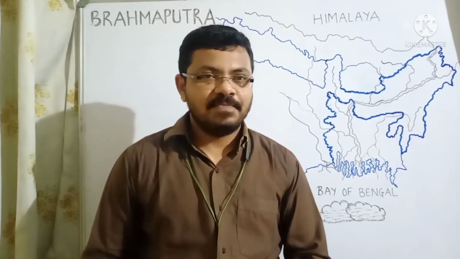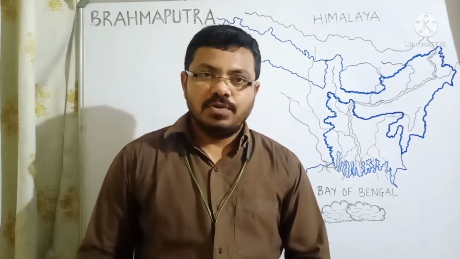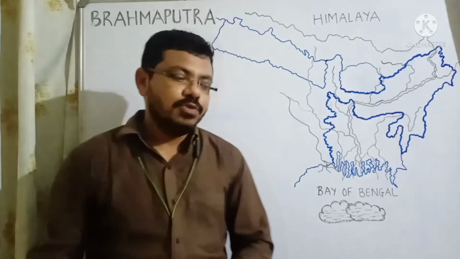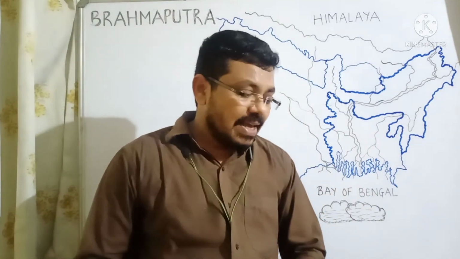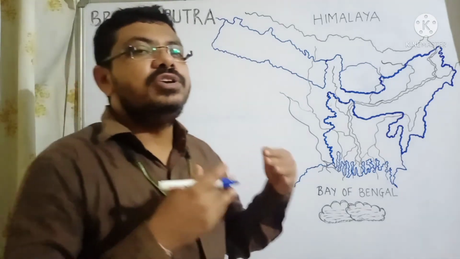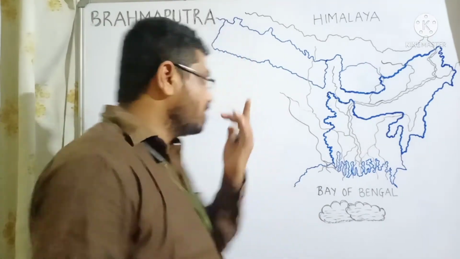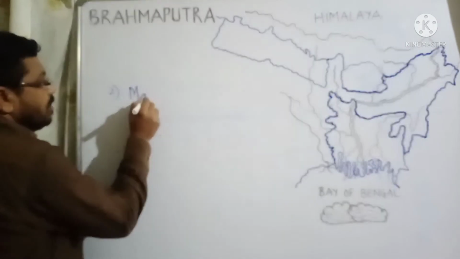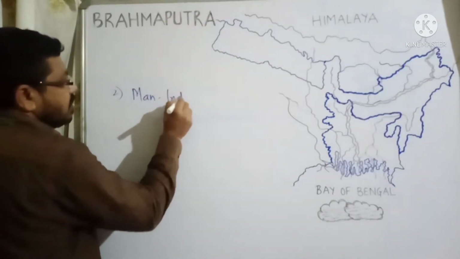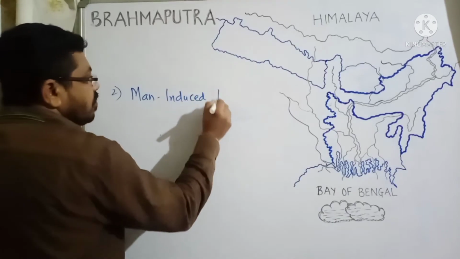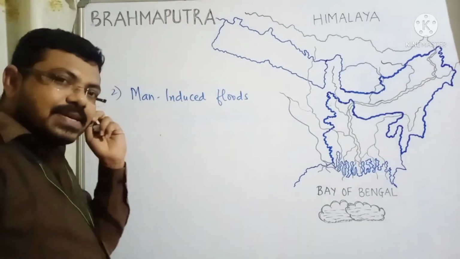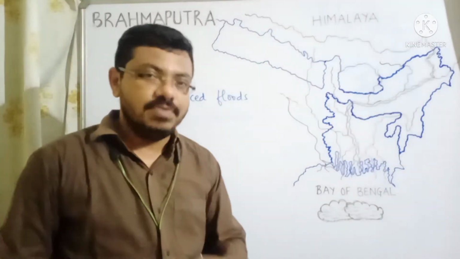The second idea for flooding in river Brahmaputra. The second cause for flooding in river Brahmaputra can be connected to human activities, right? So the second idea we can include over here as man-induced flood. Brahmaputra river is getting man-induced flood.